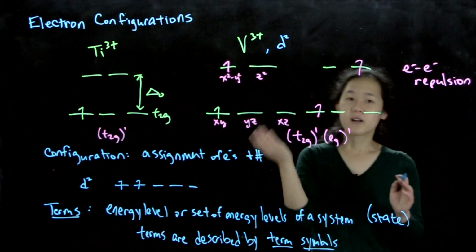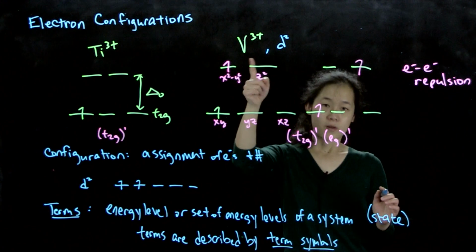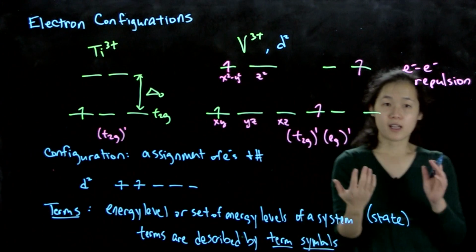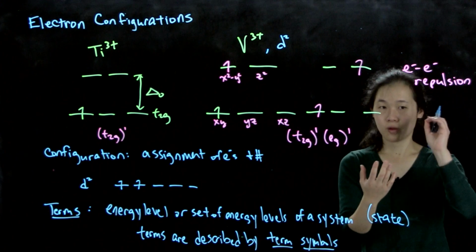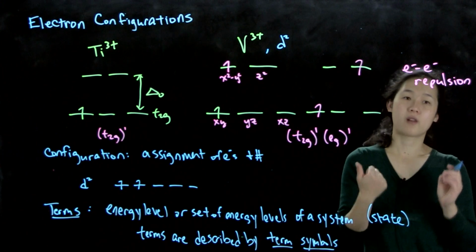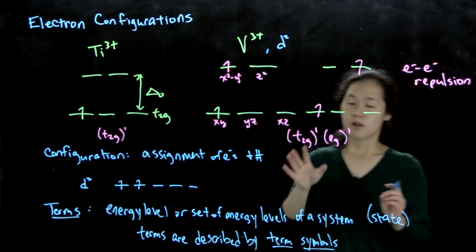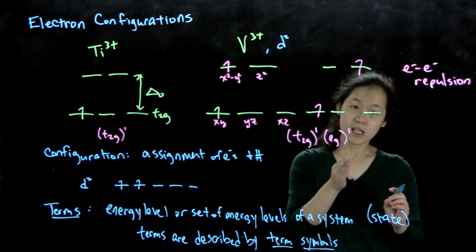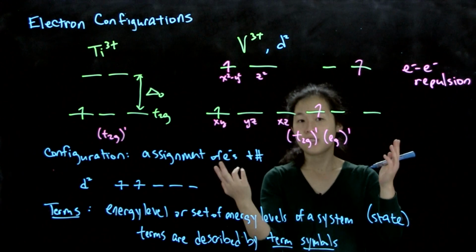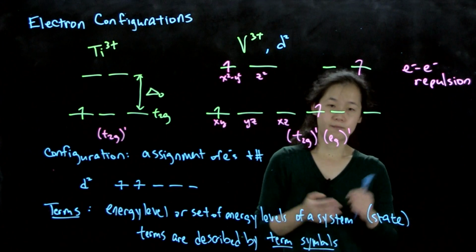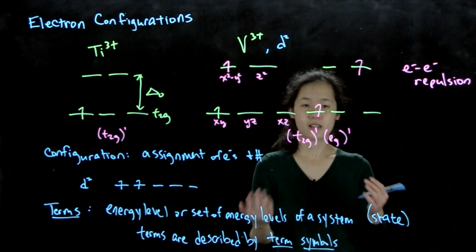For vanadium 3+, we have d2. The ground state has to be 2 electrons in the t2g, so the configuration is t2g2, and that has one term for the ground state. But then this excited state, where we have this configuration t2g1 eg1, this excited state will have two terms. So there's two excited states with this electron configuration. We'll do some practice examples of this in class.